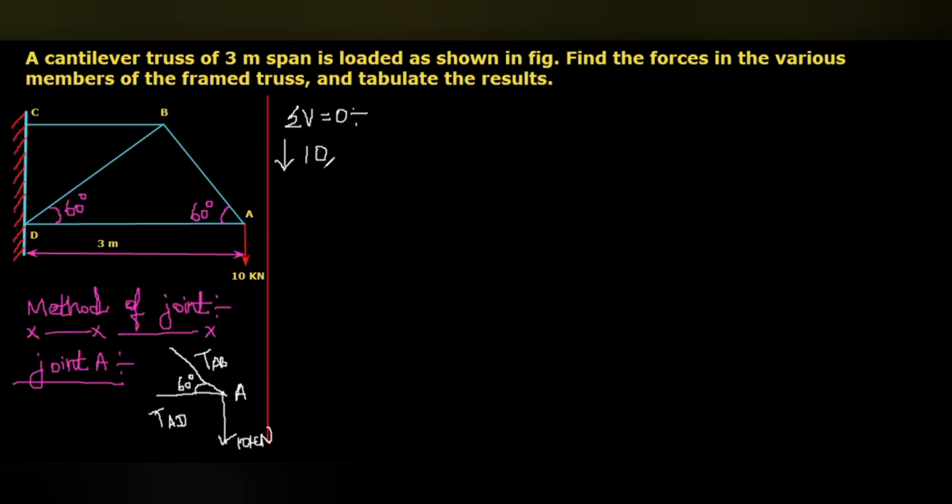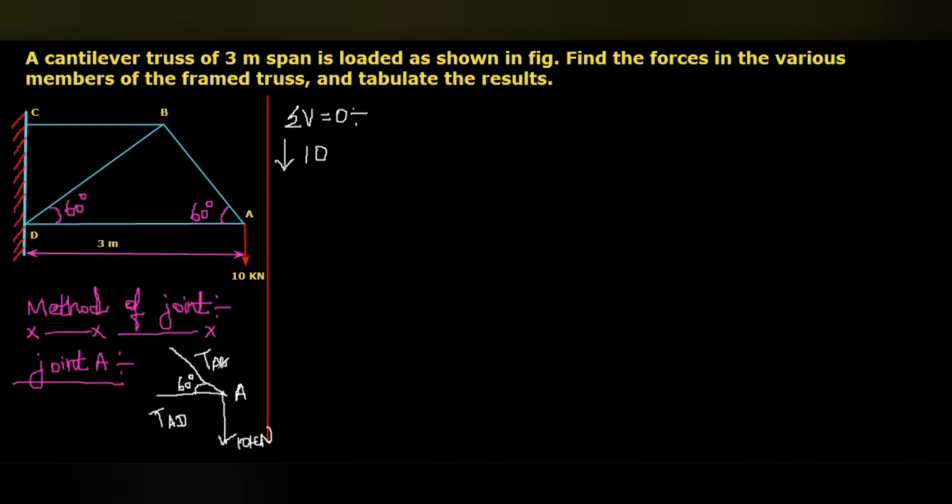This should be compensated by an upward force. Here there are two forces. TAD is exactly a horizontal force, so it cannot cancel a vertical force. TAB is an inclined force, so we can resolve it into two components, horizontal and vertical. So the vertical resolved component of TAB is the one that can cancel this downward force of 10 kilonewton.